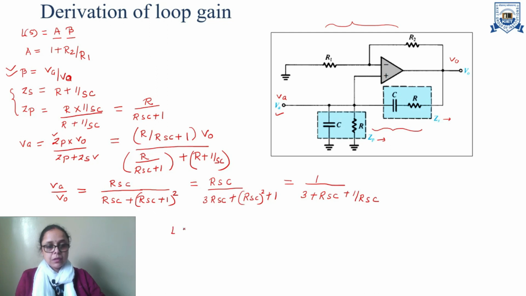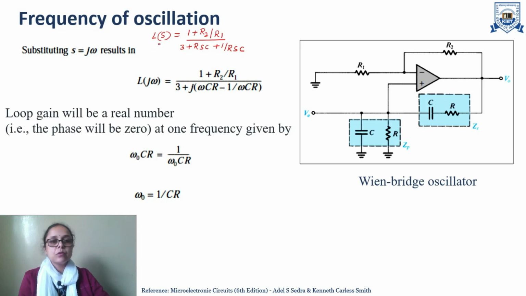So the complete loop gain Ls is given by the factor A multiplied by beta. We put the value of A, 1 plus R2 by R1, which we have already calculated as the amplifier gain. Now the expression for loop gain is given by 1 plus R2 by R1 divided by 3 plus RSC plus 1 upon RSC. Through this expression we will find out the frequency of oscillation of this oscillator.